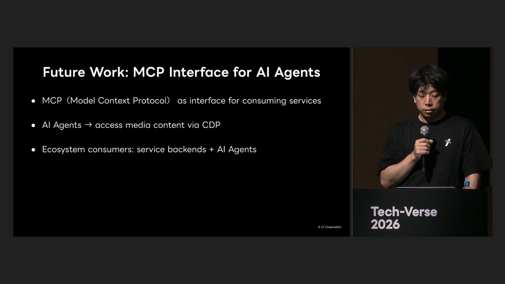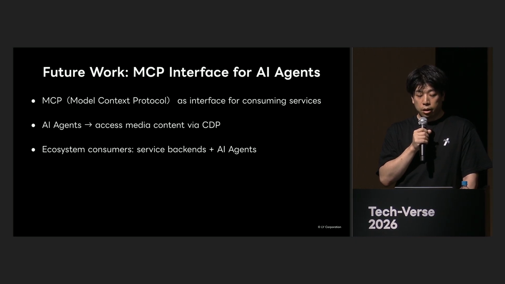The second initiative is the addition of the MCP interface. MCP is a standard protocol for interfacing with generative AI. Currently, the API of the content delivery platform is assumed to be used from the service's backend system. By adding MCP as an interface here, our internal AI agent can directly utilize media content through the CDP. This is what we are thinking.